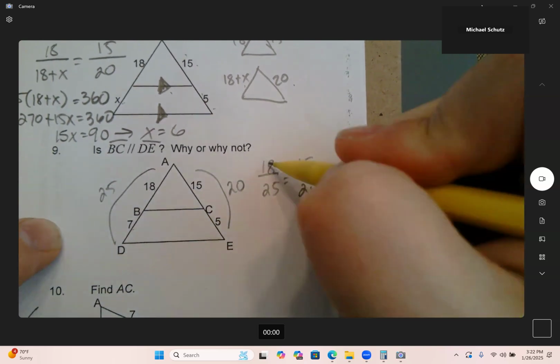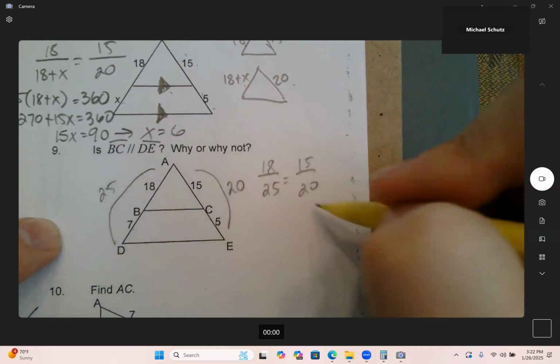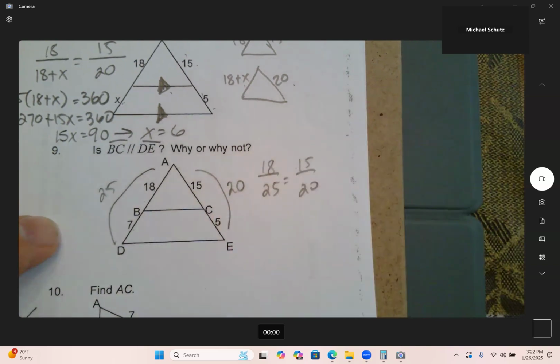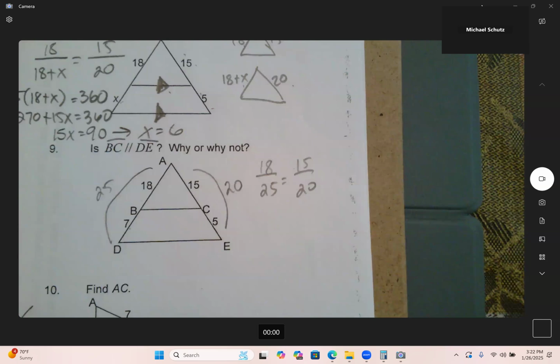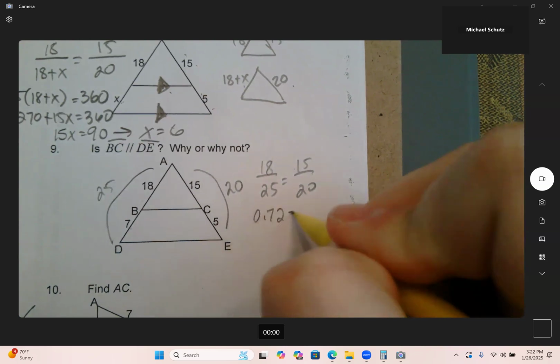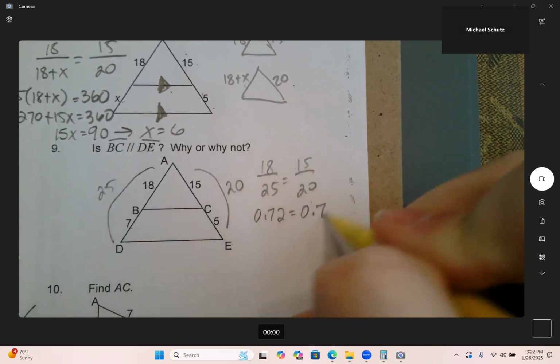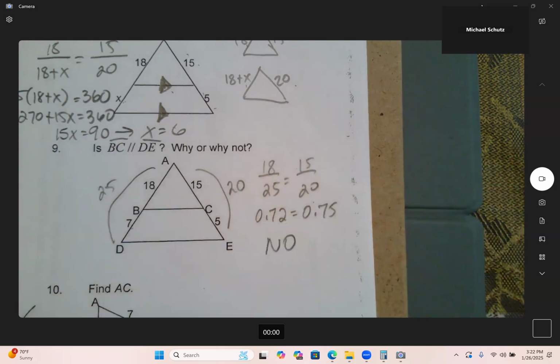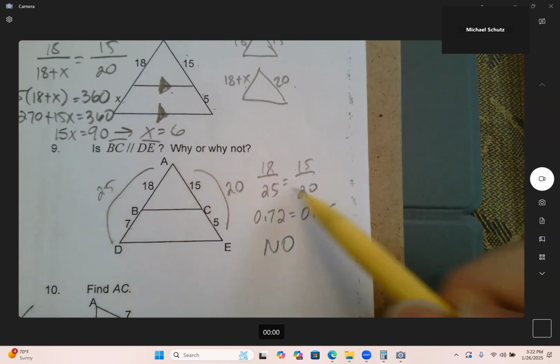So if you do, you could cross multiply if you want, or you could turn these into decimals. It really doesn't matter. If I turn 18 over 25 into a decimal, this is 0.72, and then 15 over 20 is 0.75. So this is no, because the ratios are not equal to each other. So these lines are only parallel when these ratios are equal.